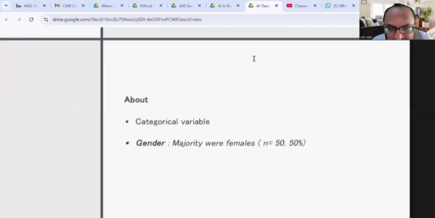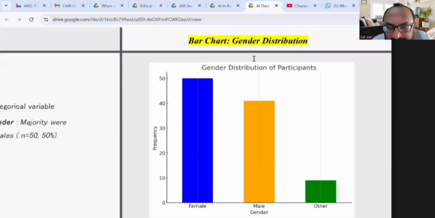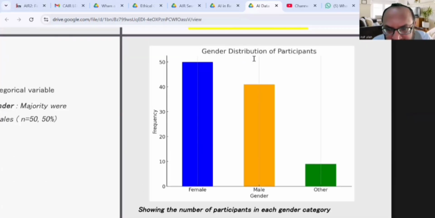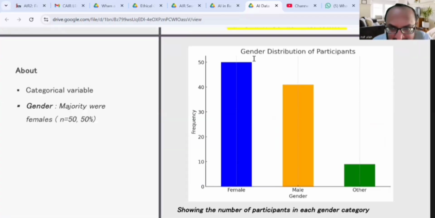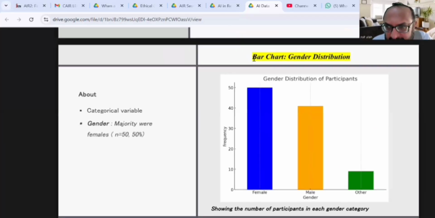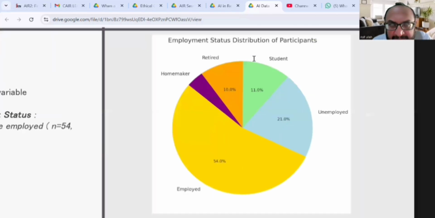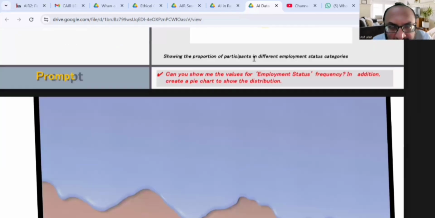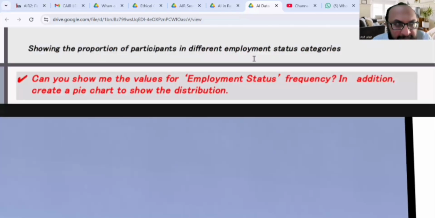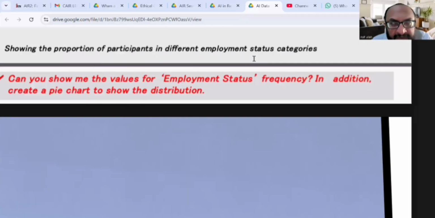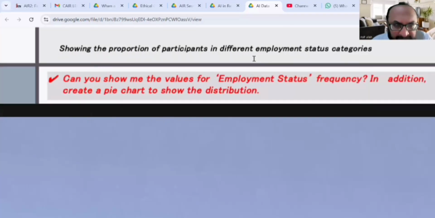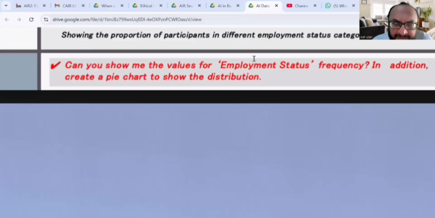For the categorical variable gender, the majority were female, and the number is 50. Females have outnumbered the male population, and there are 50 females. This is the gender distribution of the participants. Employment status is a categorical variable, and you can see the distribution in the pie chart. So if you give the prompt, can you show me the values for employment status frequency? In addition, create a pie chart to show the distribution, and it did this, and it showed it so beautifully.